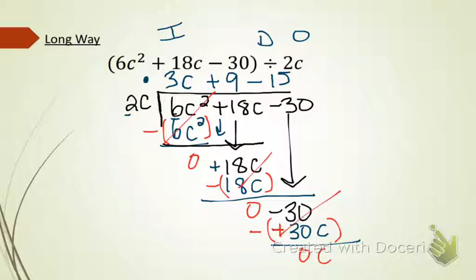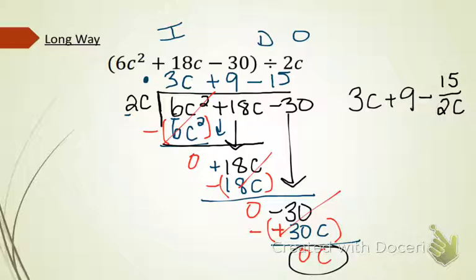Our answer here is going to be 3c plus 9 minus 15 over 2c. Because we had a remainder here, that means that the 15 is the remainder.